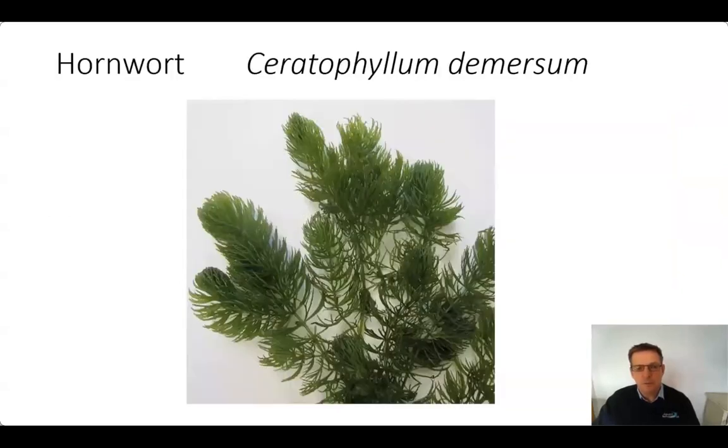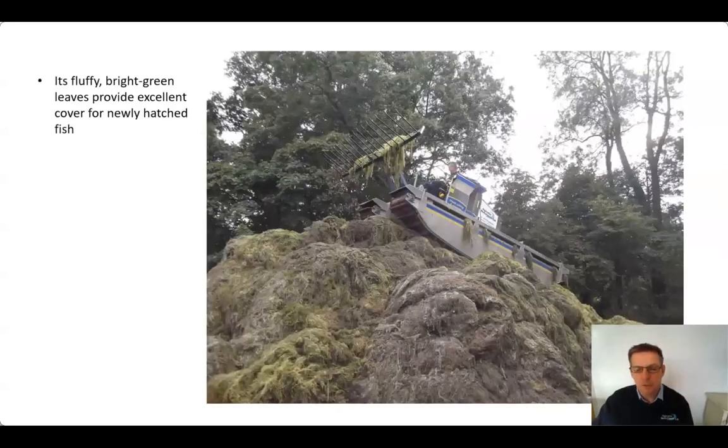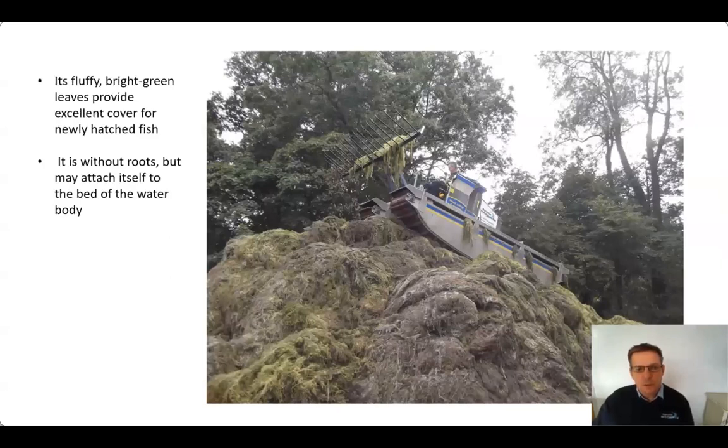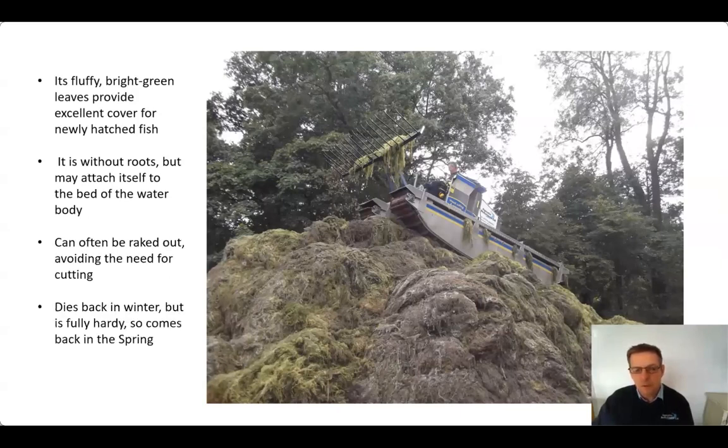Hornwort, sometimes confused with water milfoil, but this has a denser appearance. Its leaf structure does provide good cover for newly hatched fish. It's without roots, but may attach itself to the bed of the water body and can often be raked out, avoiding the need for cutting. It dies back in the winter, but is fully hardy, so it does come back in the spring and can produce a significant volume of material.